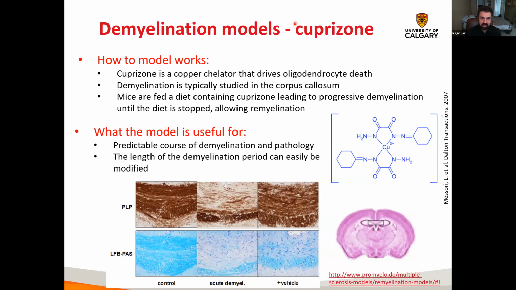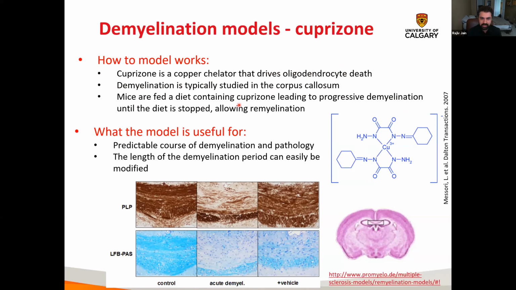So I'll be focusing on two demyelination models, the first of which is cuprizone. The way this model works is it basically uses a copper chelator that you put in the food for your animal of choice. And this copper chelator will drive oligodendrocyte death in the central nervous system through a process that we don't really understand appreciably. The demyelination in this model is typically studied in something like the corpus callosum, although it can be found in many other sites of the brain.